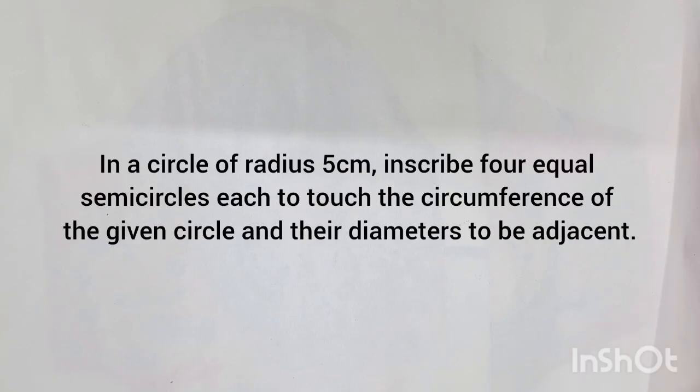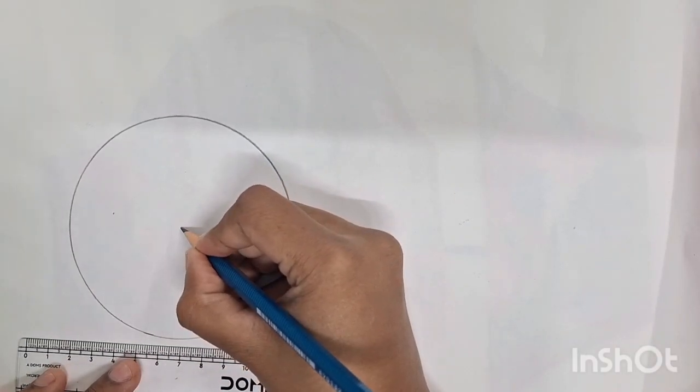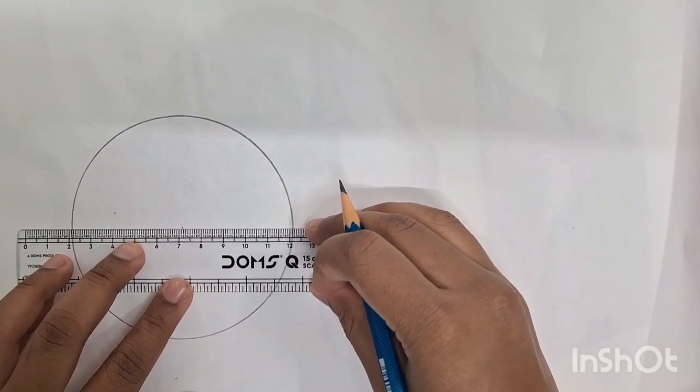Now the last question. In a circle of radius 5 cm, inscribe 4 equal semicircles, each to touch the circumference of the given circle and their diameters to be adjacent. So first let's draw a circle of radius 5 cm. This is the required circle of radius 5 cm. Now we need to divide it into 8 equal parts. We had already learned the division of a circle into 8 equal parts during the elementary exam.